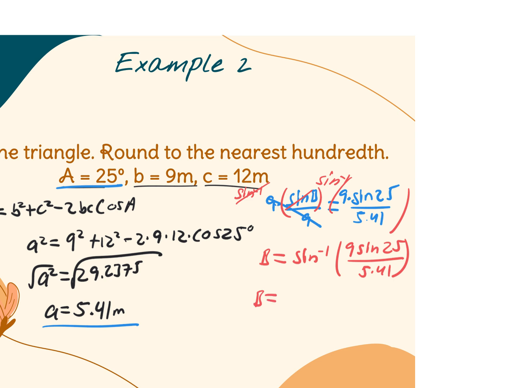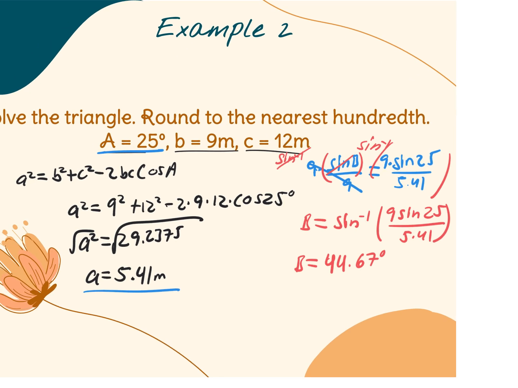All right, so we get b equals 44.67, to the nearest hundredth. All right, and now we have two angles. So now that we have two angles, all we have to do is subtract them from 180.